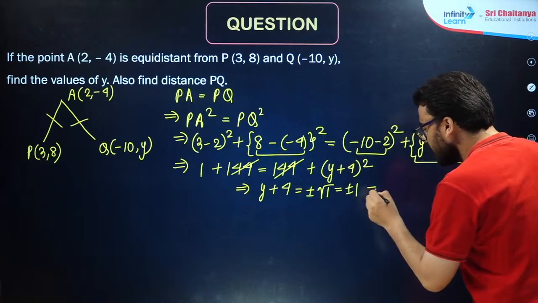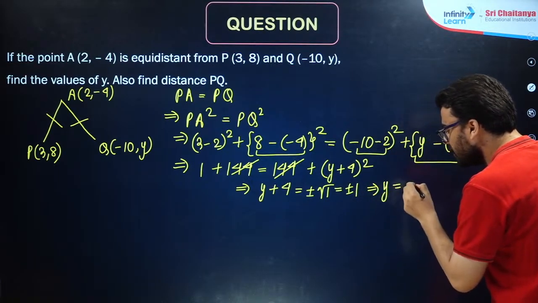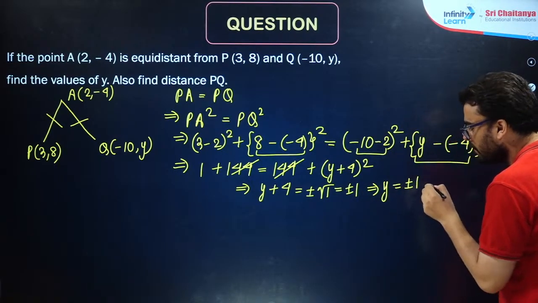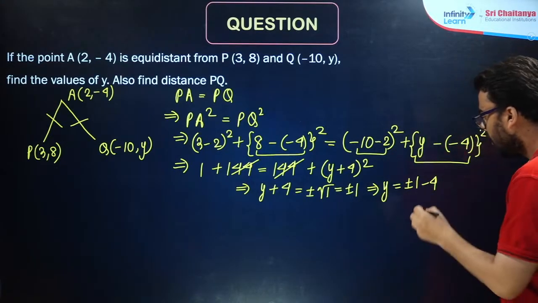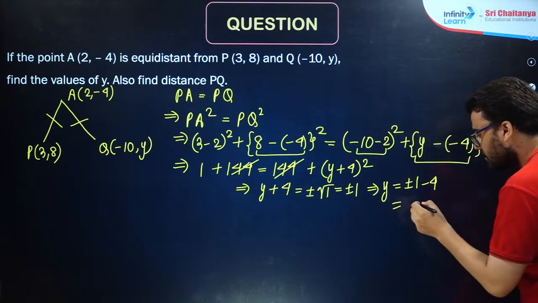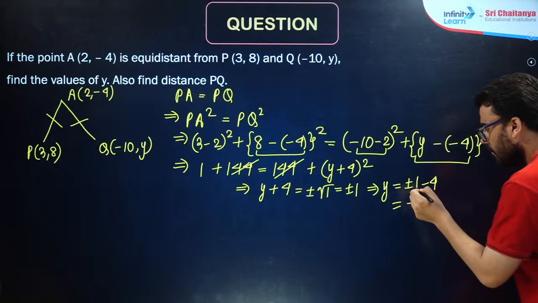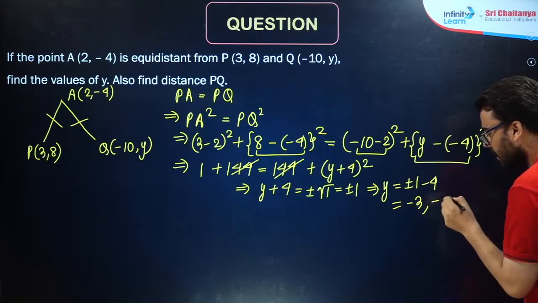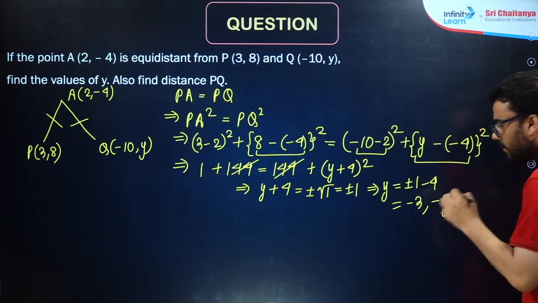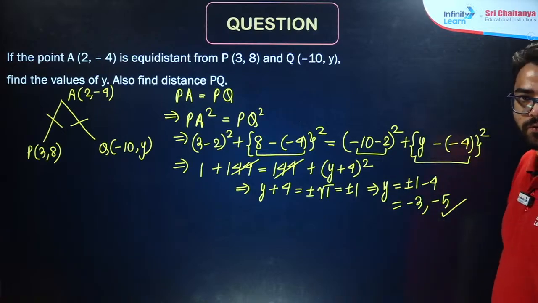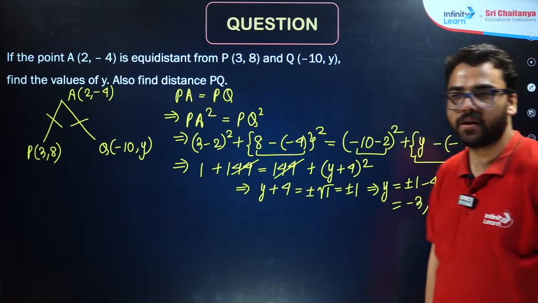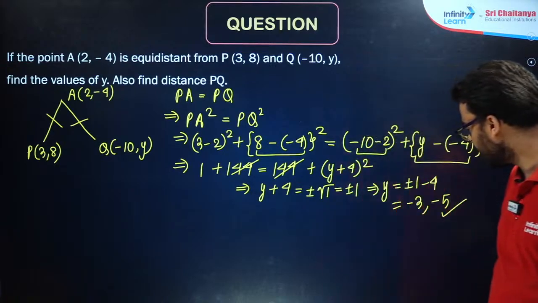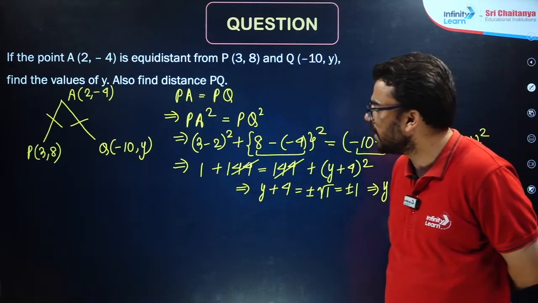So two possible values of y will be what? Plus minus 1 minus 4. So two possible values of y are possible. One value is 1 minus 4, that is minus 3, minus 1 minus 4, that is minus 5. So minus 3 and minus 5 are the possible values of y.